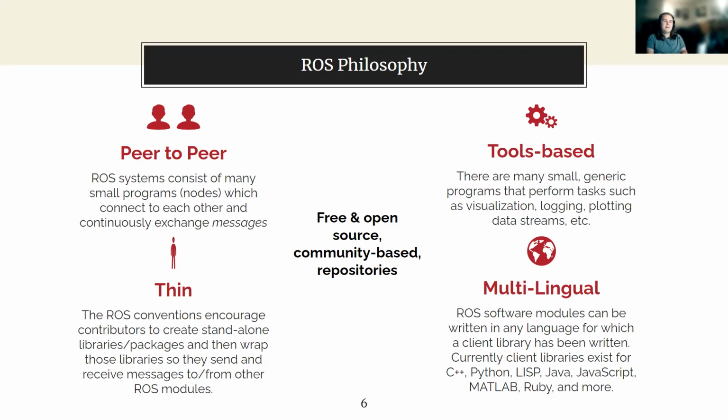And then finally, multilingual. ROS is written in C++, but it is mostly language agnostic. If you want to use Python, C++, Lisp, Java, or JavaScript to write the code that ROS runs, you can totally do that. Obviously, you need what's called a client library to be written, but for a lot of the popular languages they already exist. And then the core guiding thing behind it is that it's free, open source, and community-based.